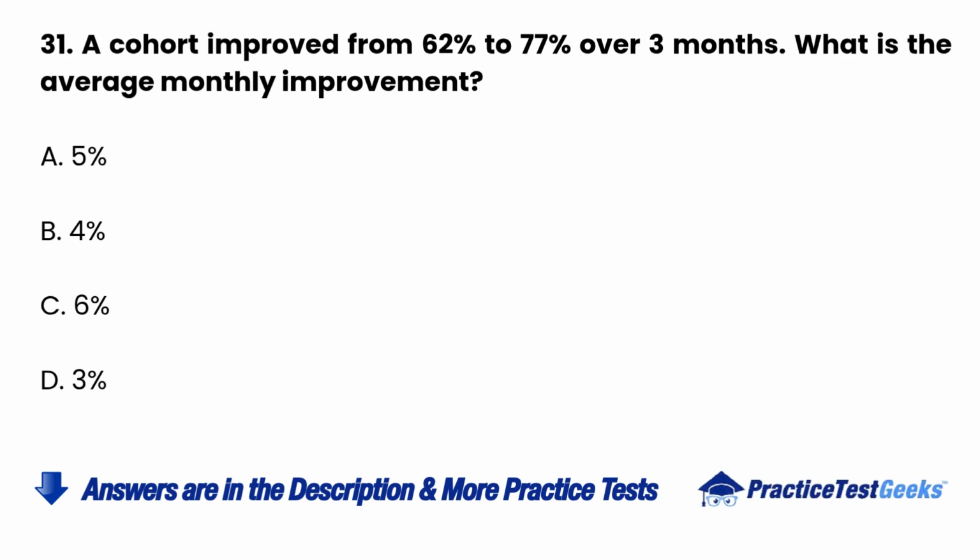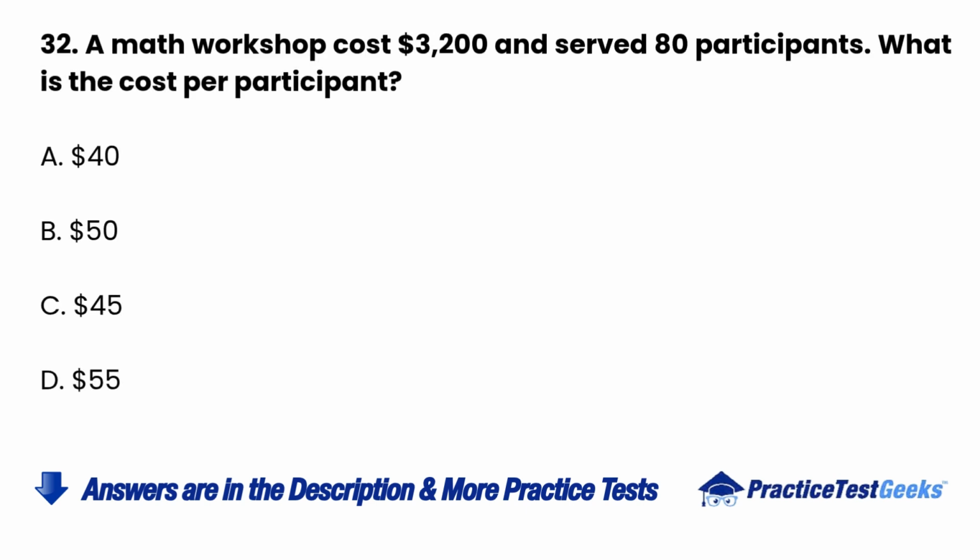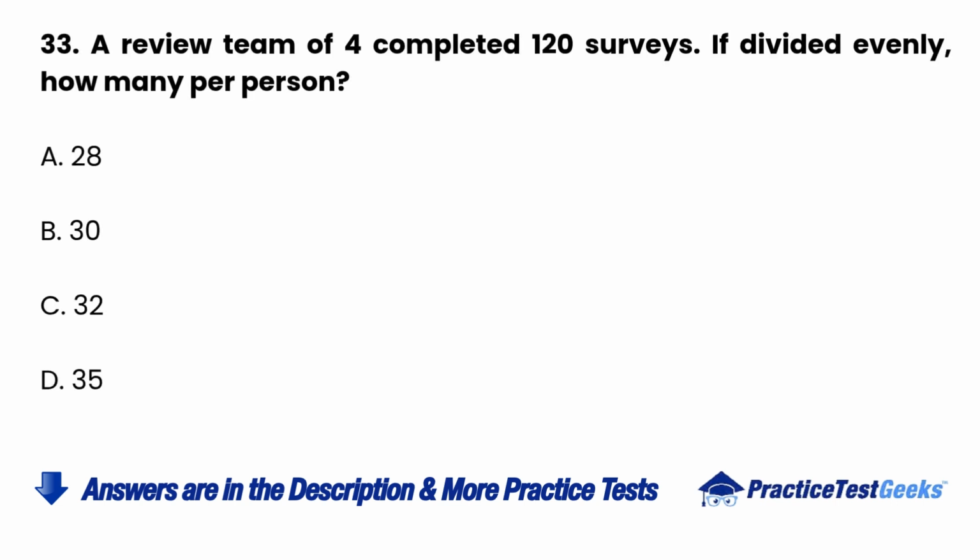D. 3%. 32. A math workshop cost $3,200 and served 80 participants. What is the cost per participant? A. $40. B. $50. C. $45. D. $55. 33. A review team of 4 completed 120 surveys.